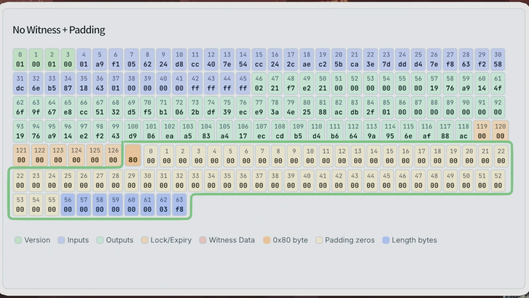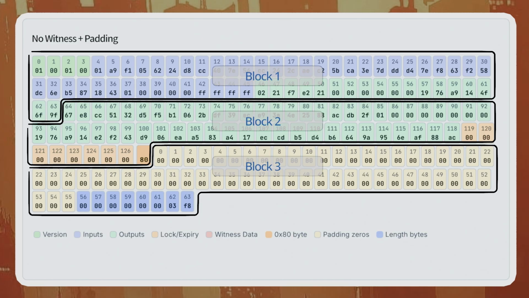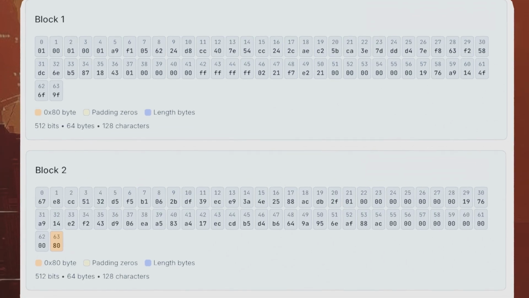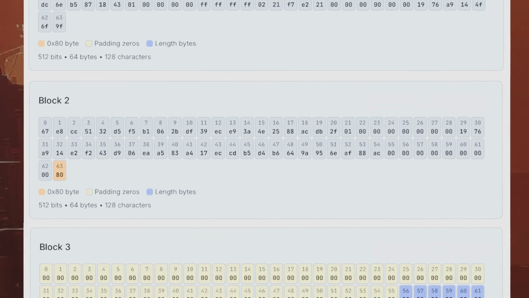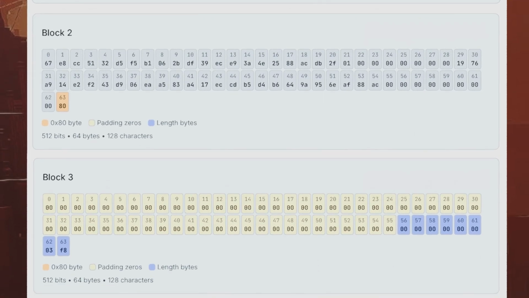Step 2. Chunking. Your transaction data gets sliced into precise 512-bit chunks. Imagine cutting a long document into standardized pages of exactly 64 bytes each. Most transactions require multiple blocks, with our example needing 3 blocks to accommodate all the data.